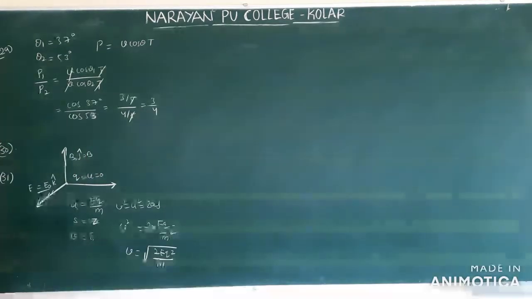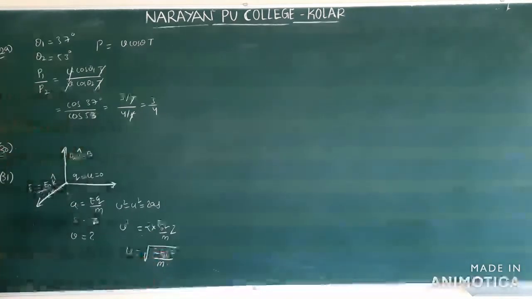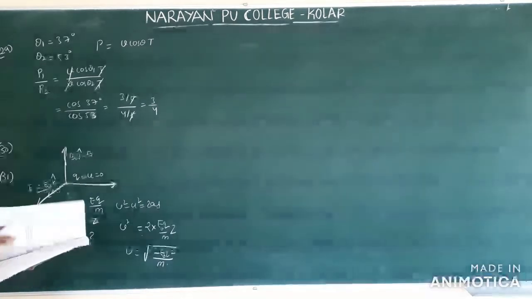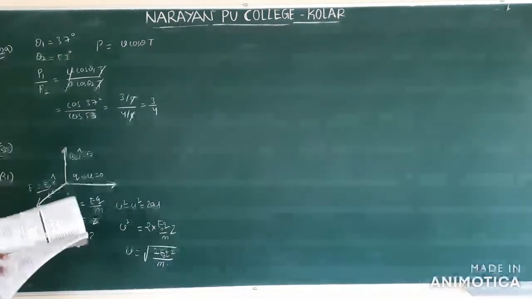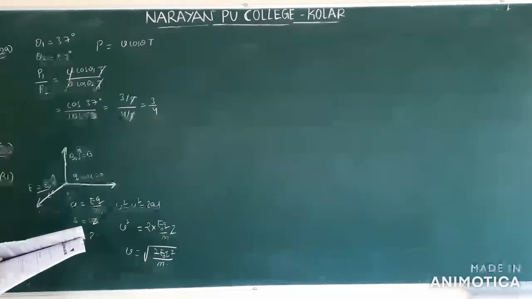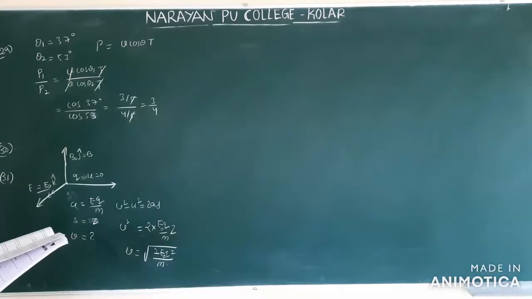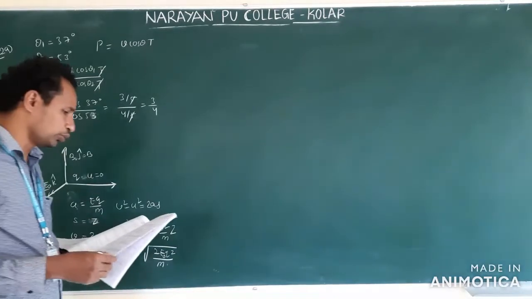Here 2, Q, E naught, z by m are there. Option 1 is correct. Check the options once. Question 31 is given as the first option, okay. 30 is given as the second option, okay, right. Now come to 32.